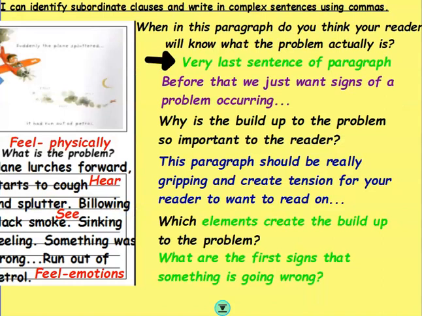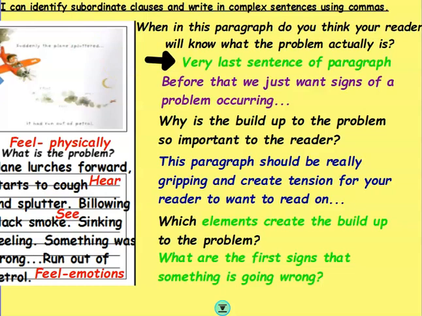Now, if you look at my plan, which I've got here, I don't actually put here that it ran out of petrol until the very last sentence of the paragraph. So that's where your reader actually knows what the problem is, right at the end. Before that in the paragraph, we want to build up the suspense and the tension. We want signs of a problem occurring without giving away exactly what it is. So I'm going to have lots of things like what he can hear, what he can see, and what he can feel, and these elements will build up the problem.